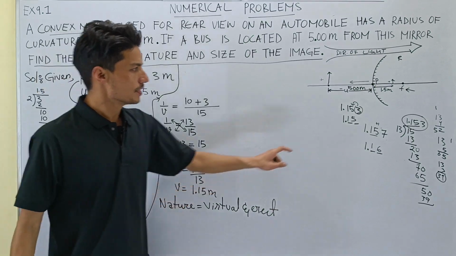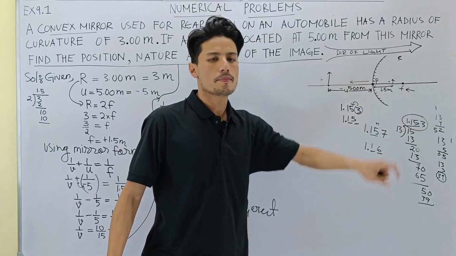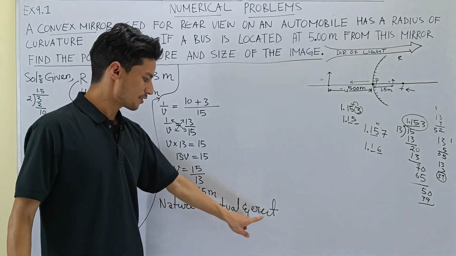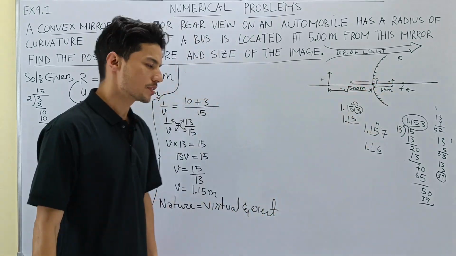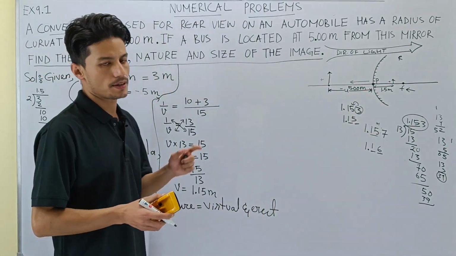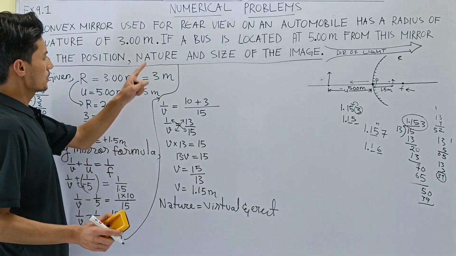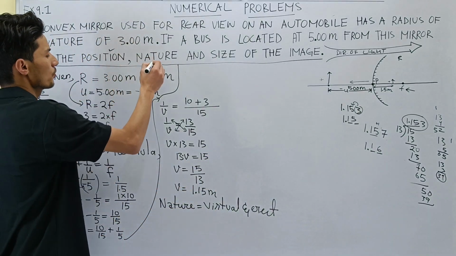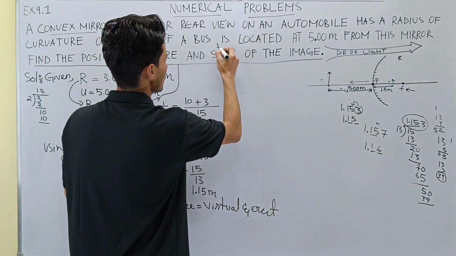And it justifies this case also. It's a virtual case, so the height should be positive. Virtual and erect, all erect images should have a positive size. Positive height. Height of the image is represented by hi, and height of the object by ho. Now we are done with the position. We are done with the nature. Now we have to deal with the size. So let's find the size.